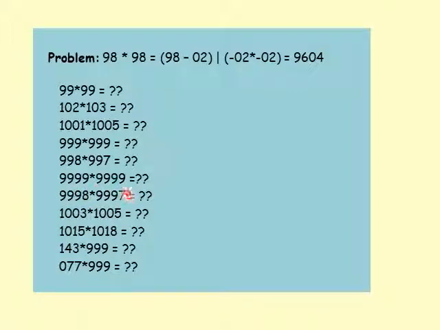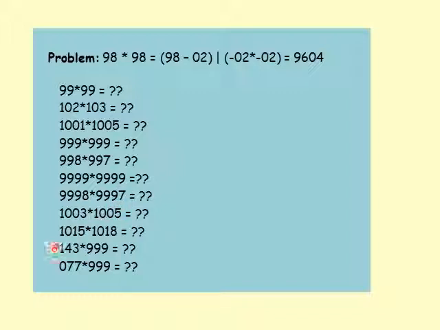If you want to multiply 9998 times 9997, a convenient base is 10,000. The first operand is 2 less than 10,000. The second operand is 3 less than 10,000. So when you cross apply the deficiencies on the left, it becomes 9998 minus 3, which is 9995. On the right, we get 0002 times 0003, which is 0006. So 9998 times 9997 is 99950006.